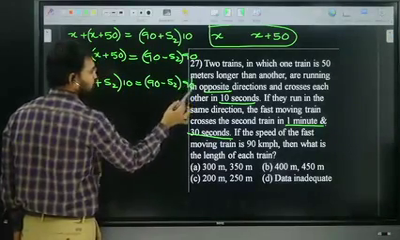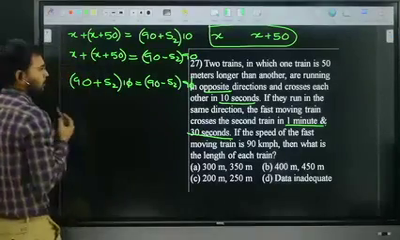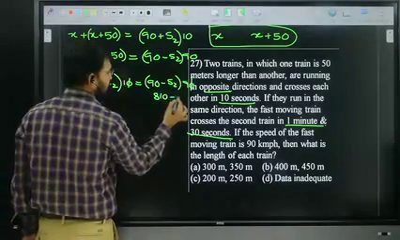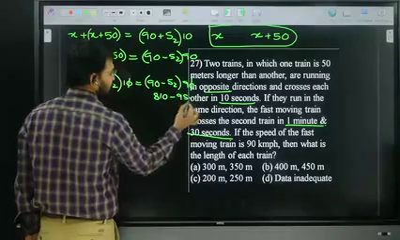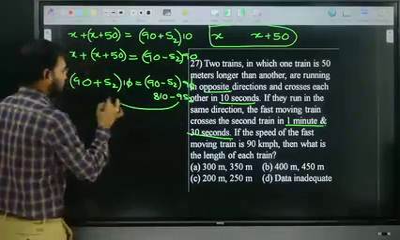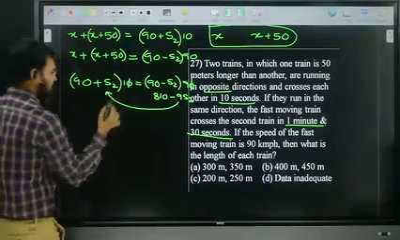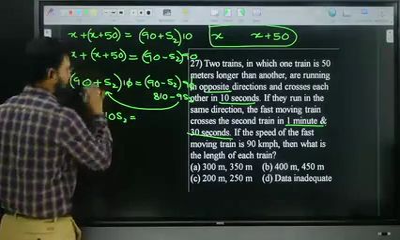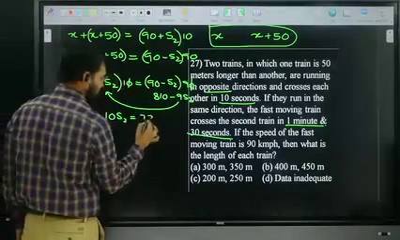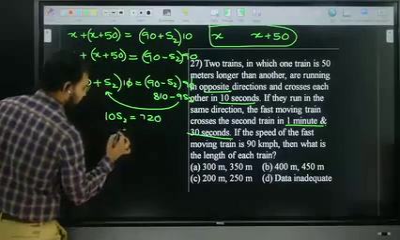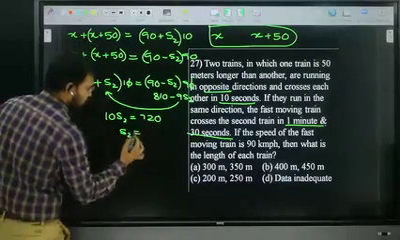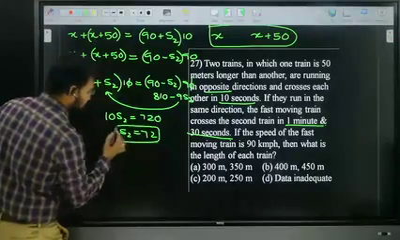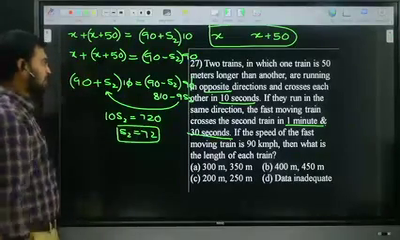The zeros get cancelled. This is 810 minus 9 S2. This 9 S2 comes to this side and becomes 10 S2. 10 S2 is equal to, 90 comes to this side, 720. Therefore S2 is equal to what? 72. 72 what? Kilometer per hour.